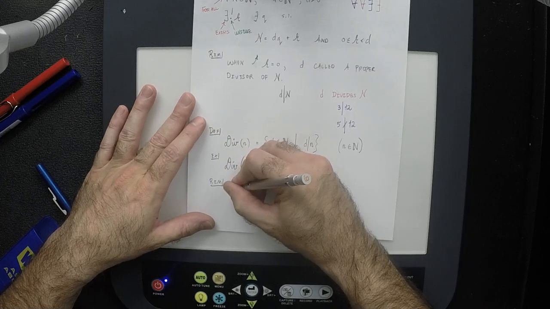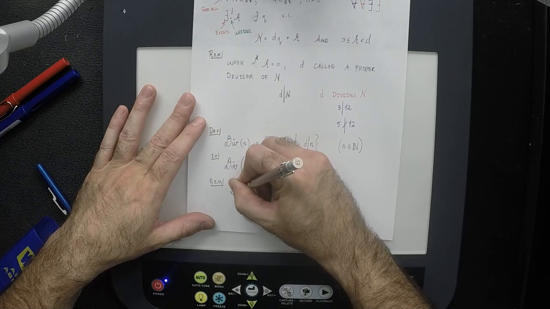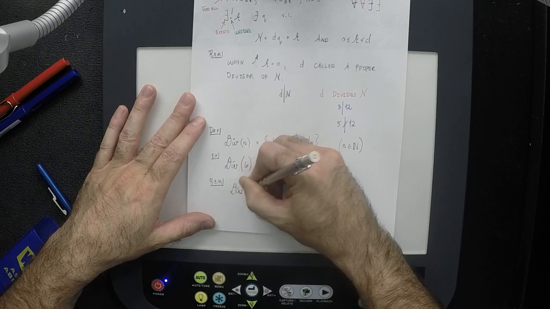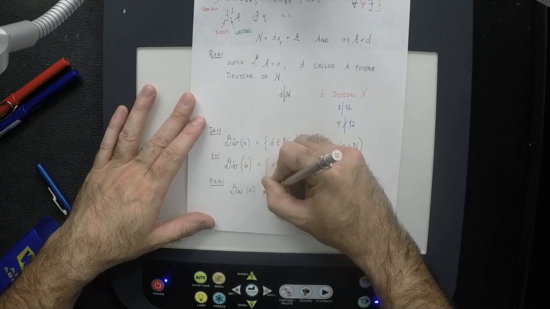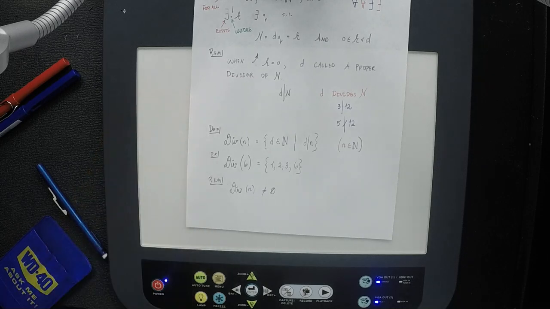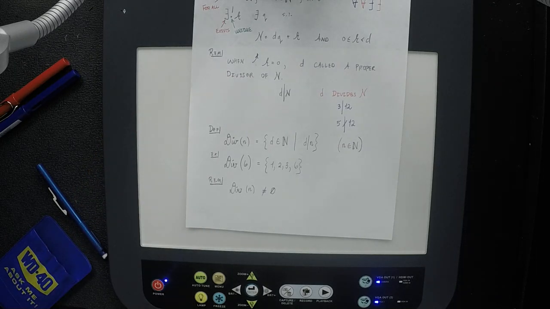this set, the divisors of n, is not empty. So the set of divisors is a non-empty subset of the naturals. A non-empty subset. So what big gun is available? Well-orderedness, right? That means the big gun of well-orderedness is available for use.